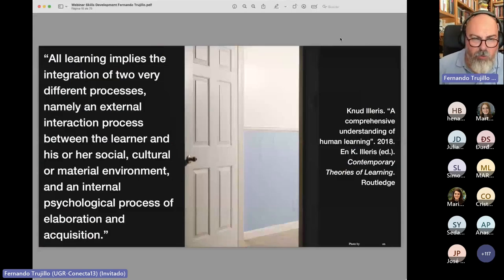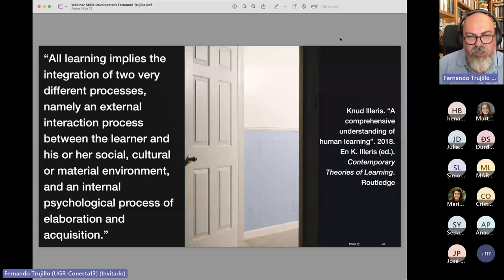Learning is not a simple process. Learning, in fact, is quite a complex process. According to Knud Illeris, two different processes, which are woven together, must happen for us to learn anything. The first one implies an external interaction process between the learner and his or her social, cultural, or material environment. So, first process, an interaction between the self and the environment, and then an internal psychological process of elaboration and acquisition of that interaction which has previously occurred.